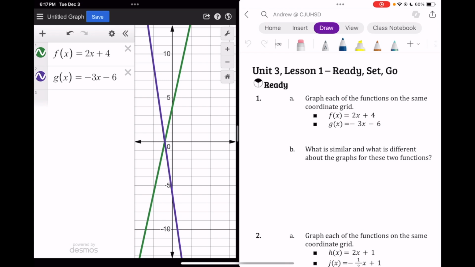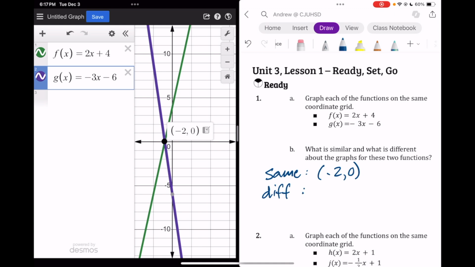Same time using Desmos. That's what you see to the left. Here's the two lines. And we had a question, what is similar about these two lines? Well, they have the same x-intercept. (-2, 0) is a point that they share. What's different about the two lines? Well, among other things, they have different y-intercepts and they have different slopes.